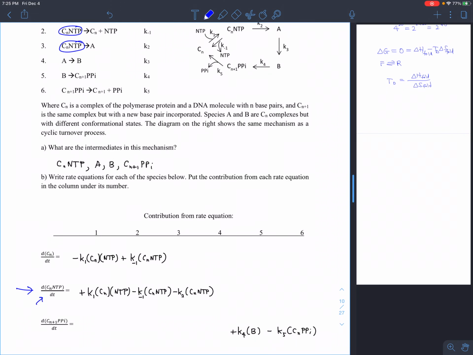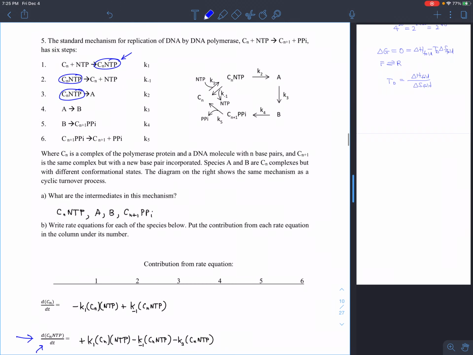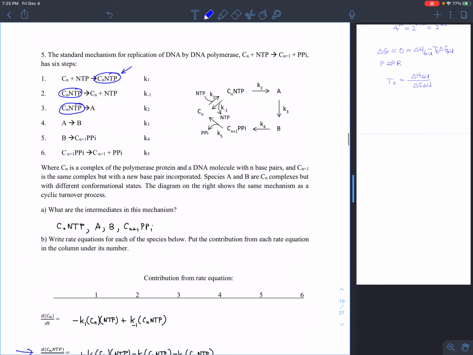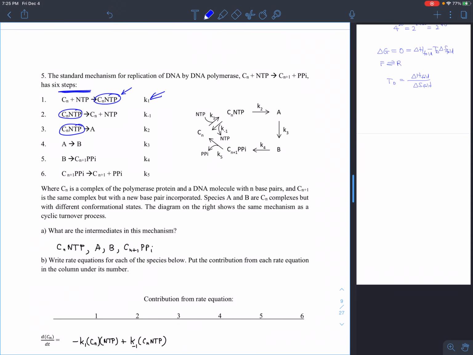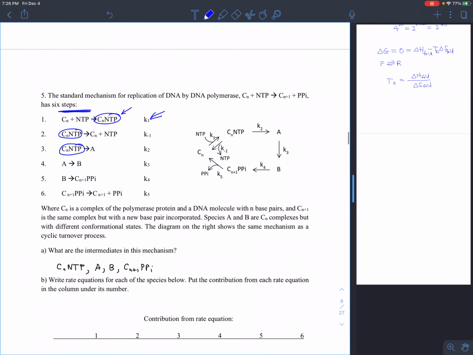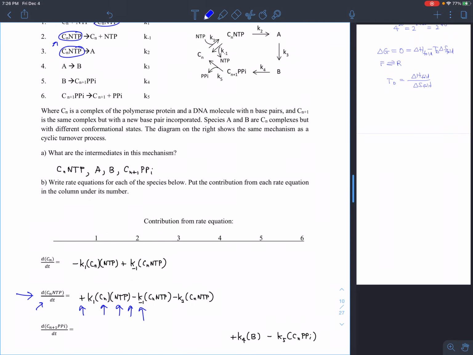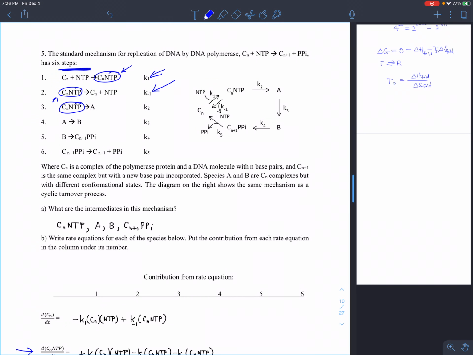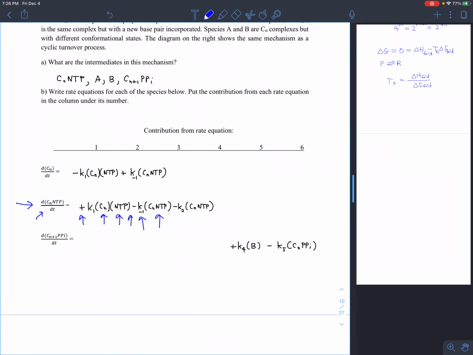The d[Cn.NTP]/dt is going to be contribution from reaction 1, and it's a product, so a plus sign. Rate constant is K1, and then it's second order, right, in Cn and NTP, so it's K1 times Cn times NTP. Contribution from number 2 will be, and it's a reactant this time, so a minus sign. Rate constant is K minus 1. And it's first order going this way, right? Cn.NTP just falling apart, and so it's just proportional to the concentration of Cn.NTP.